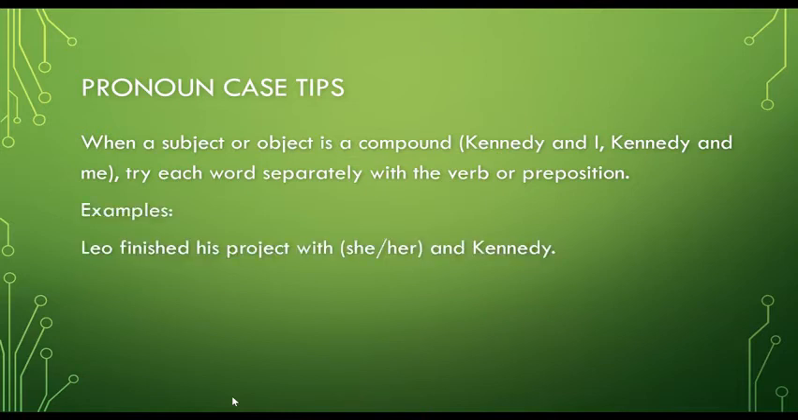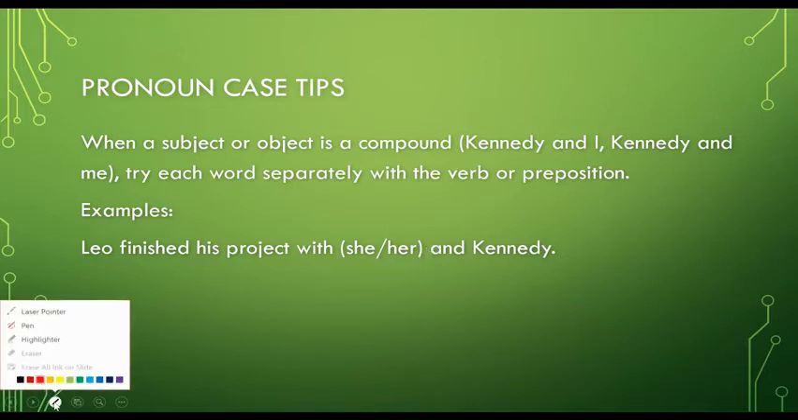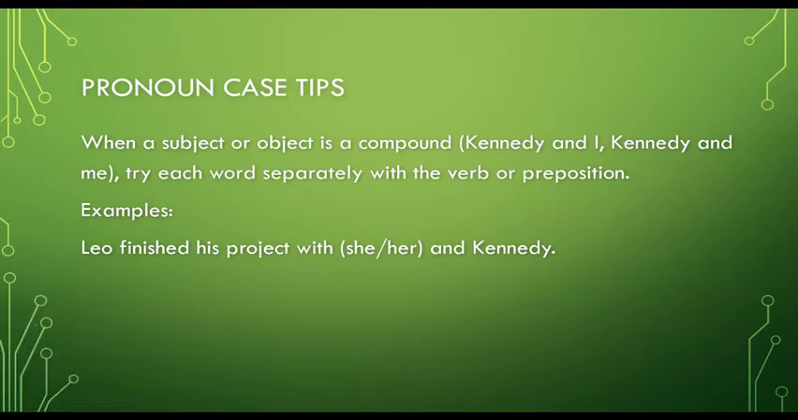So let's practice here. Leo finished his project with she/her and Kennedy. To decide which one of those I'm going to use, I'm going to try each word separately with the verb. What that means is I would just cover up, actually, we're going to cross out, just for checking purposes. It'll go back in there later. I'm going to cross out Kennedy, and I'm going to test it out. Leo finished his project with she. And now I'll try the other one. Leo finished the project with her.